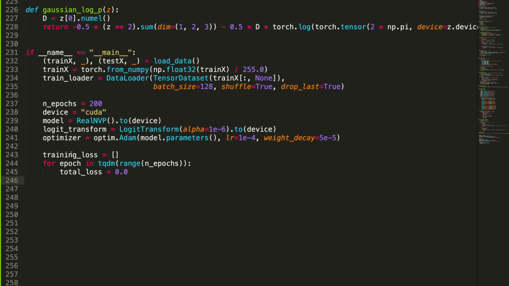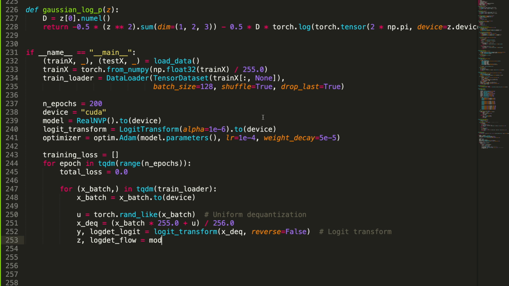We are going to track the training loss. We iterate for each epoch, for each batch. We push the batch to the device, to the GPU, and then we can do the dequantization. Okay, again, even if the data now are between 0 and 1, the data are discrete for now. They are between 0 and 1, but there are only 255 possible values. So we add a bit of random noise so that now the distribution is continuous. Okay, it goes from 0 to 1, and it's continuous. And on top of that, we apply this logit transform, which is explained in the paper.